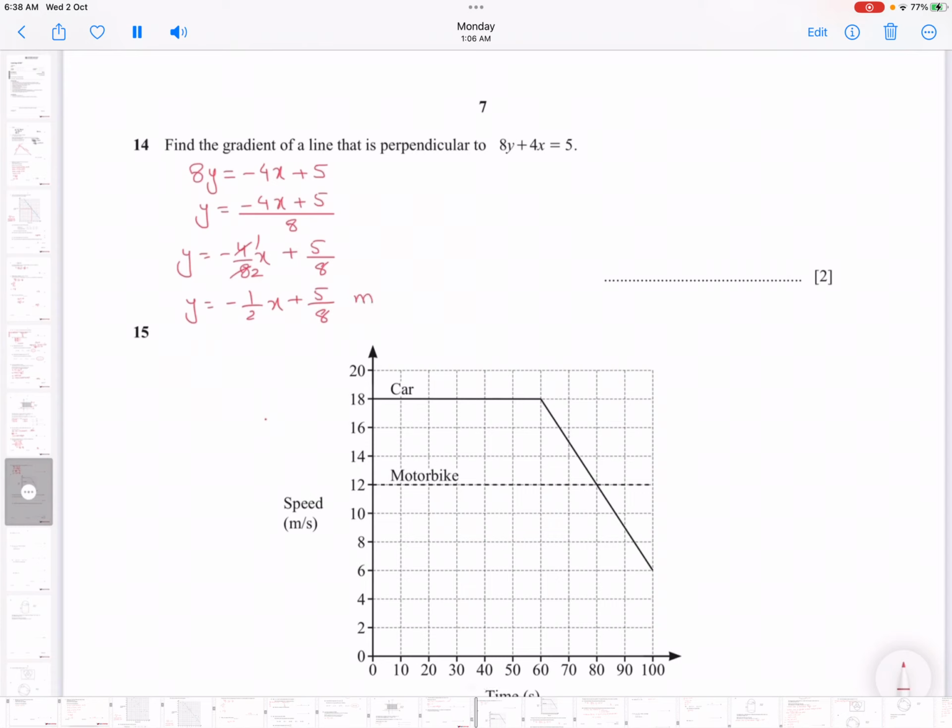So you take the reciprocal of this gradient with the opposite sign. The opposite of minus is plus, and the reciprocal of 1 over 2 is 2 over 1. So the gradient of the line perpendicular to 8y plus 4x is equal to 5 is 2.